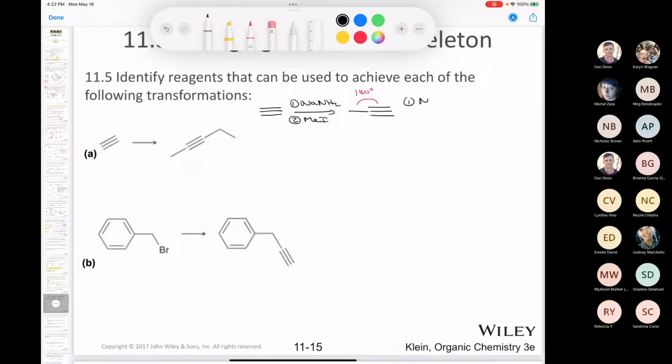Next, we're going to add the ethyl group. So first step, sodium amide, which is a great base. And then in the second step, we're going to treat it with ethyl iodide. So I'll just put EtI.